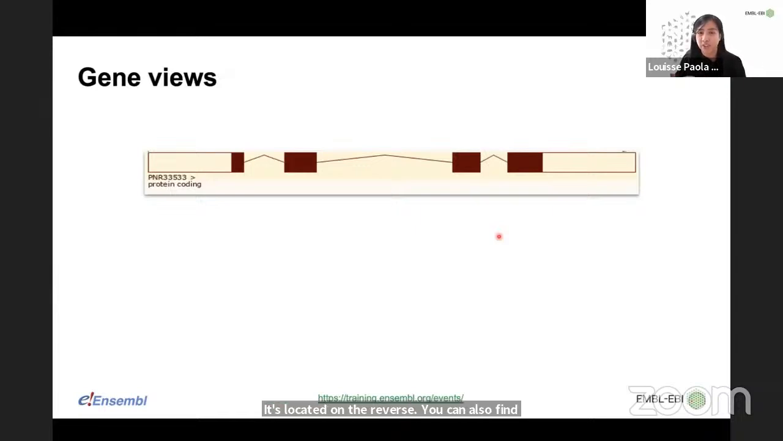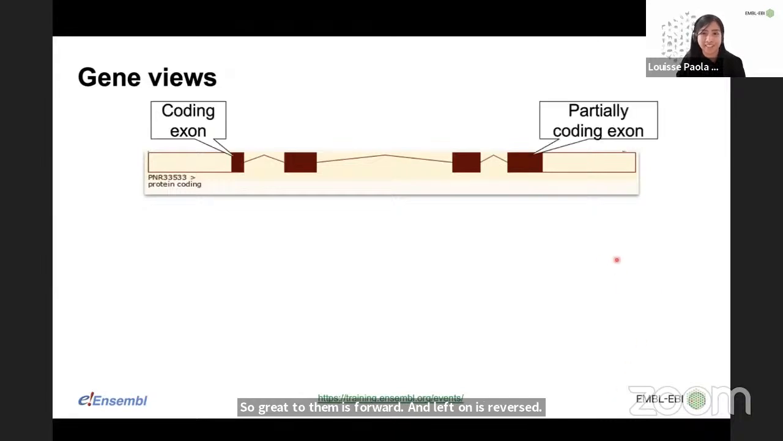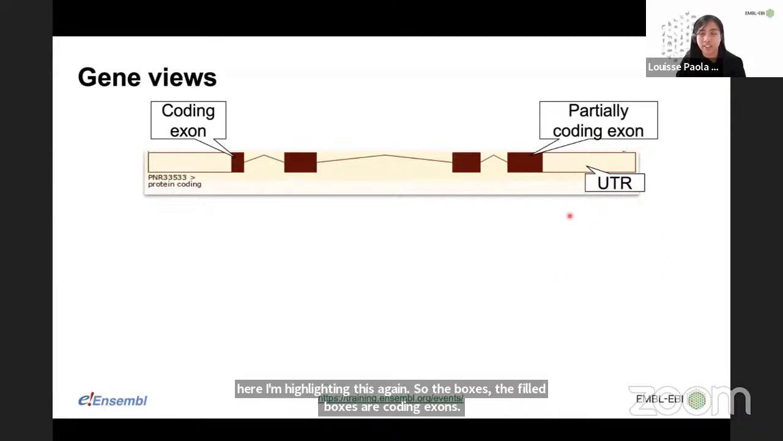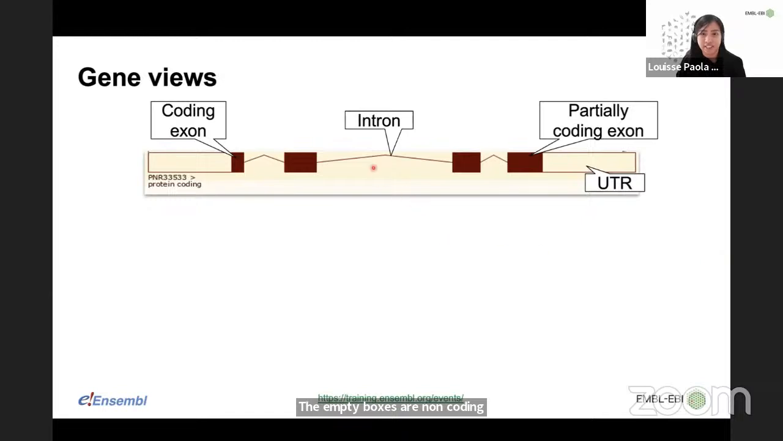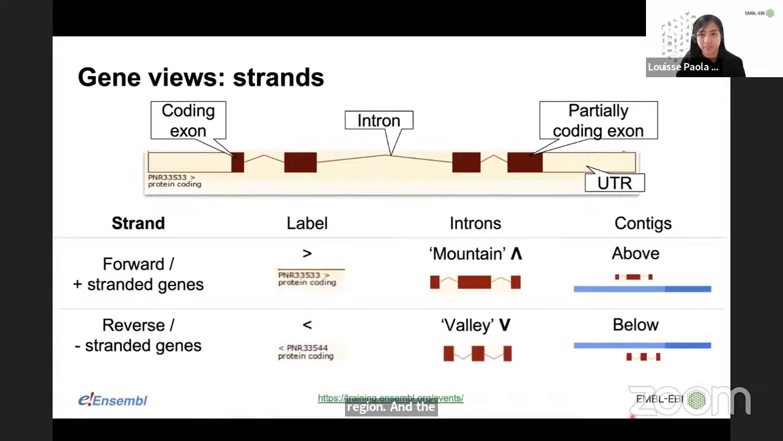You can also find out in which strand your transcript is located by looking at the ID. So next to the ID, we always have this greater than or less than sign, and that just tells you the direction as well. So greater than is forward, and less than is reverse. Oh, and here I'm highlighting this again as well. So the filled boxes are coding exons. The empty boxes are non-coding exons or untranslated regions, and the lines are intronic regions.